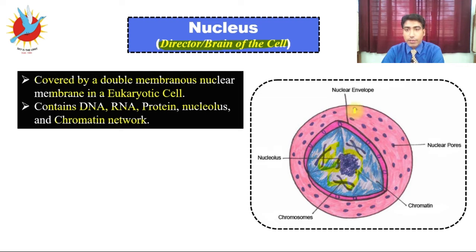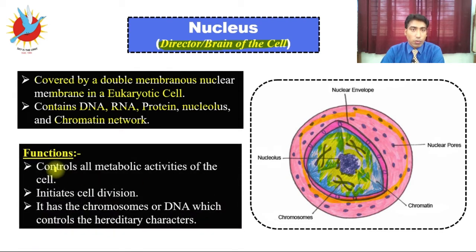So this structure is the nucleus. Here you can clearly see that chromosomes are present. Chromosomes are made up of DNA. So all the genetic material in a eukaryotic cell is present inside the nucleus.